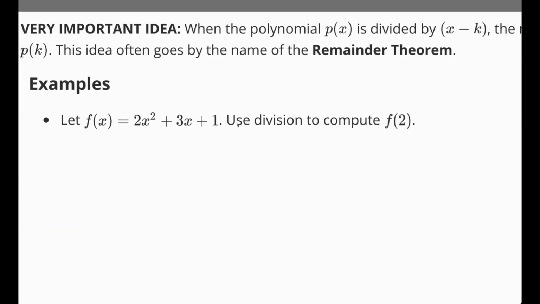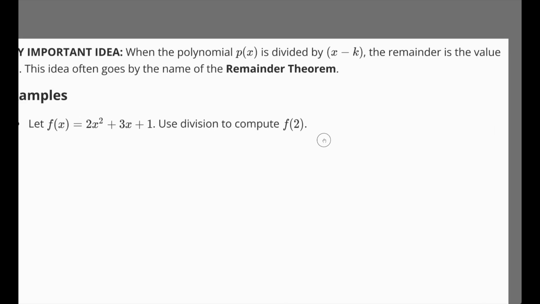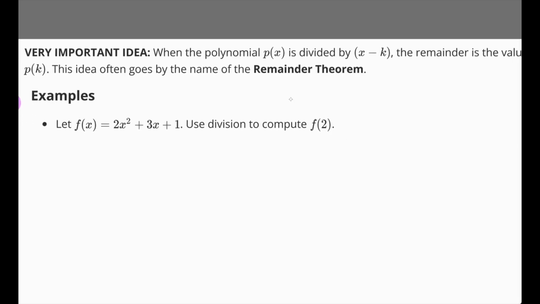Okay, very important idea. When the polynomial p of x is divided by x minus k, the remainder is the value of p of k. This idea is called remainder theorem, and you definitely have to understand this term and when to use it, because it's going to specifically say sometimes, using remainder theorem, figure out what the remainder is. And the way that you can do that is just dividing it.